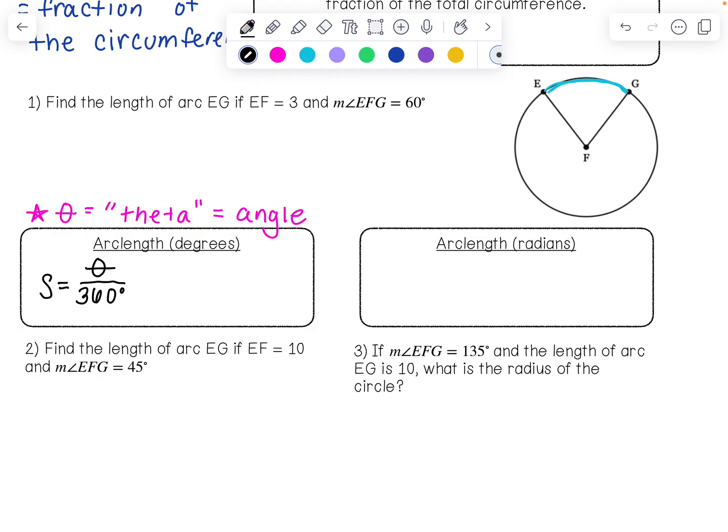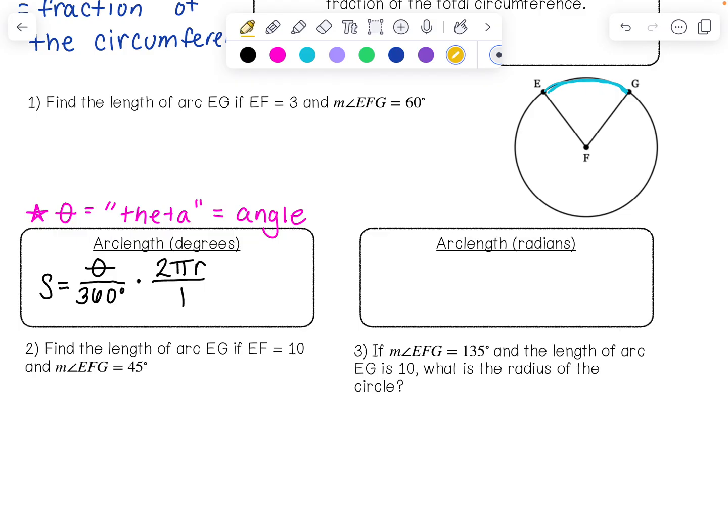So we're going to do the fraction of the whole circle by taking our central angle theta, dividing it by the 360 in the full circle, and then multiplying that by the whole circumference of the circle. And I'm going to put that over 1, so it's a fraction times a fraction, so we can go straight across. So for our first example, we want to find the length of arc EG.